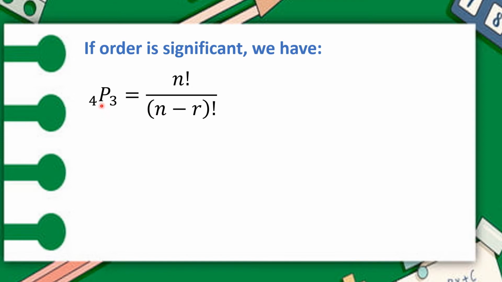Solve natin yung permutation of 4 objects taken 3 at a time using the formula n factorial over n minus r factorial. So, substitute natin yung n, which is 4, yung r, which is 3. So, we have 4 factorial over 4 minus 3 factorial. Simplify yung 4 minus 3, magiging 1 factorial. And 1 factorial is 1. Tapos, yung 4 factorial is equal to 4 times 3 times 2 times 1 or equal to 24. So, it means 24 arrangement ang pwede natin gawin kapag order is significant.